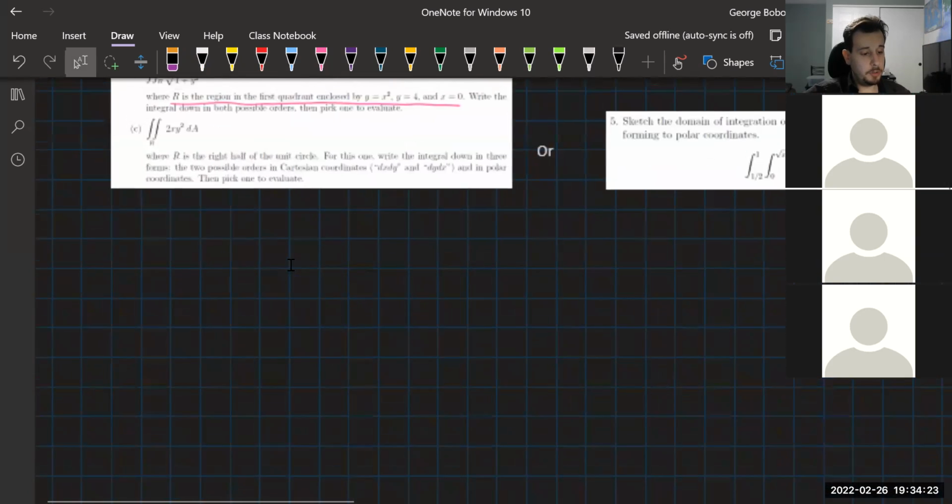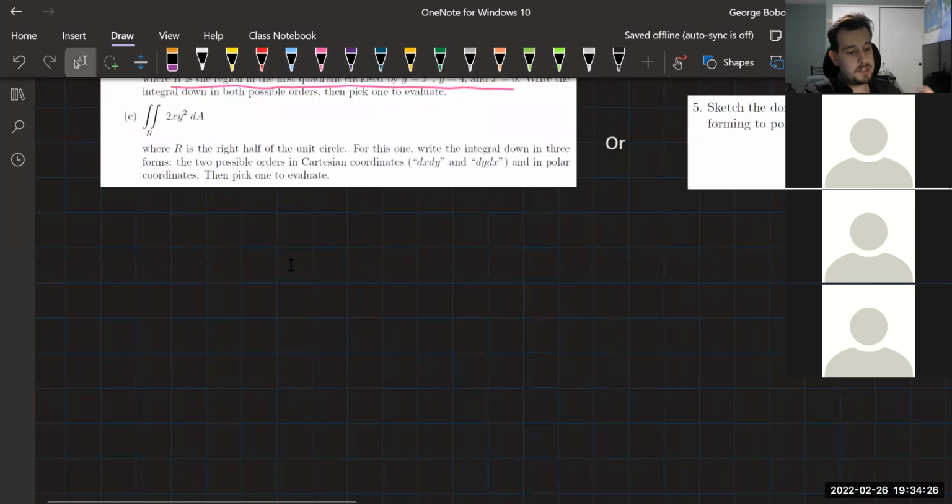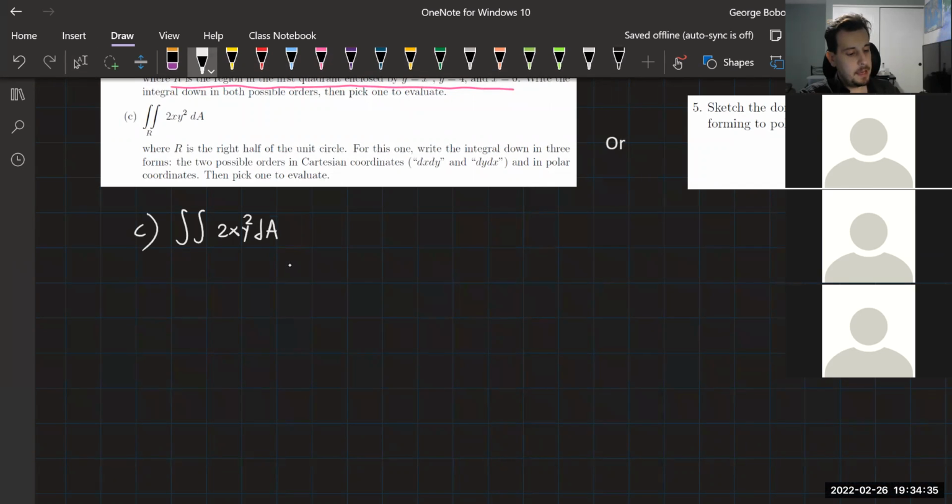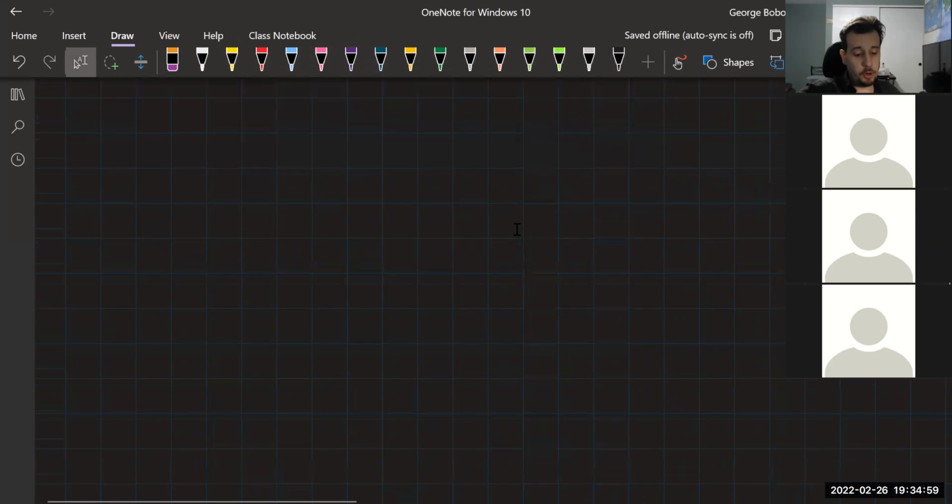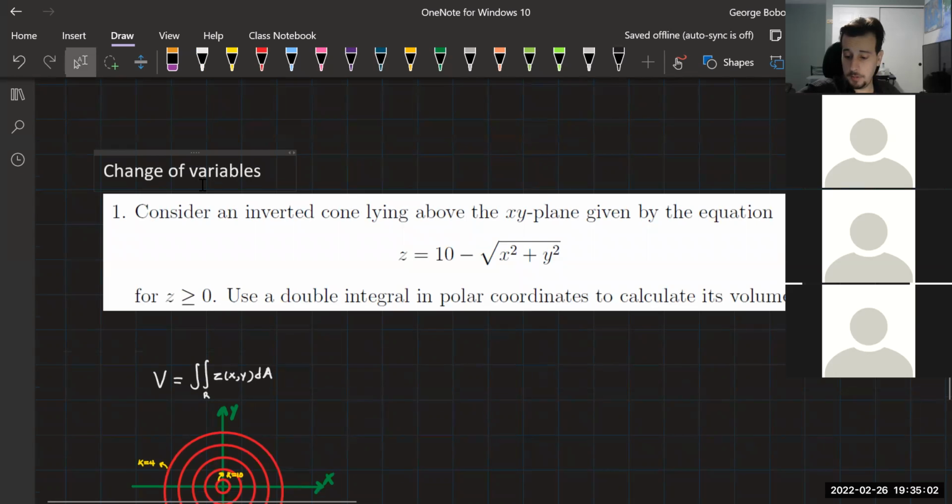Again, very good integrals, all of them. Look at this one. It says we're going to do the integral of 2xy squared dA. And again, R is the right half of the unit circle. They give you a hint. I wouldn't give you the hint if it was my tutorial because I want you to grind. They give you a hint to write it in 3 ways. One in Cartesian, then flip the Cartesian order, and then try it in polar coordinates as well. And this is a hint for our next method, which is change of variables, right?